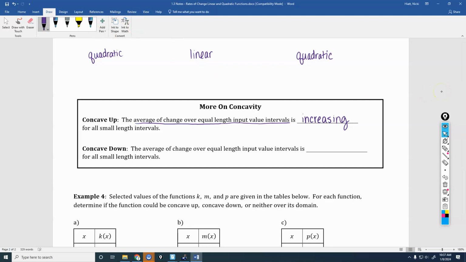So think about positives, easier for me. Rate of change, you got a little tiny rate of change, and then it gets steeper, and then it gets steeper, and then it gets steeper. That makes it concave up, right? So that would be increasing. So if you have something that's concave down over equal length intervals, your change is going to be decreasing.